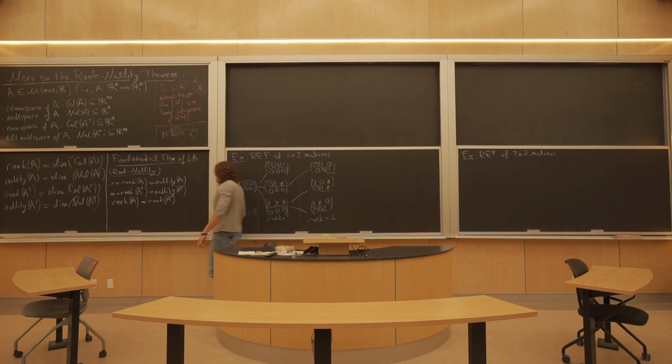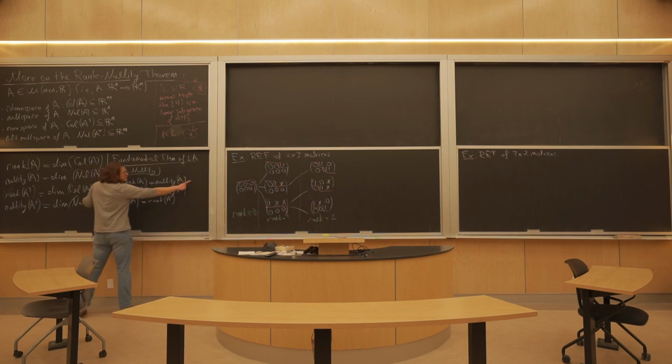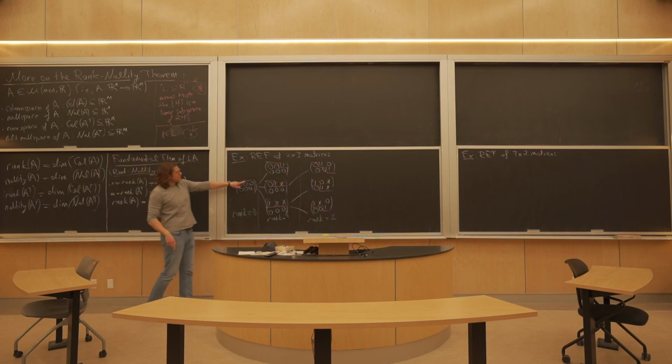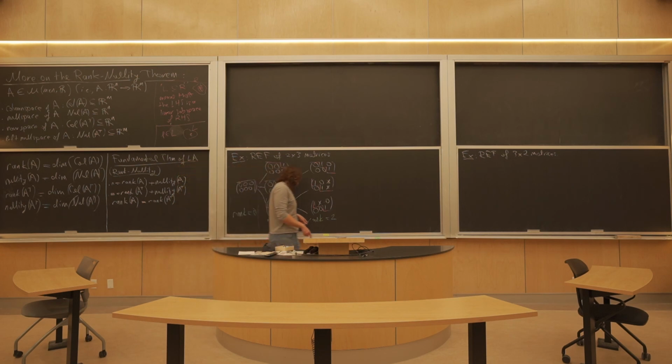And using the rank-nullity theorem, okay, so these are going from R3 to R2, which means that nullity should be 3 minus rank. So this is 3, this is 2, this is 1. Okay?